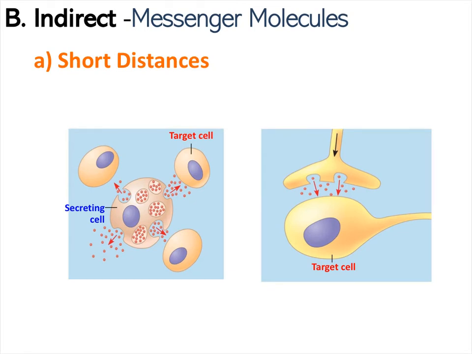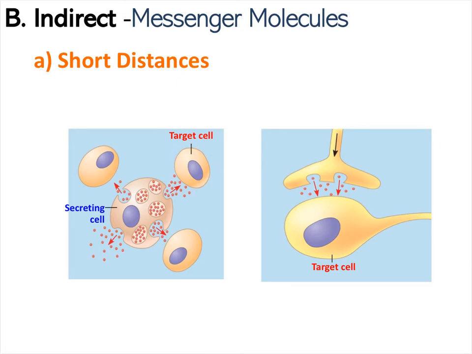Okay, so now let's take a look at the indirect examples. For indirect communication, we definitely have to use messenger molecules because now the cells are not making contact with one another. On this slide, we're looking at examples of short distance communication. So the cells are pretty close to one another. But again, they're going to use chemicals that diffuse between the cells, or these messenger molecules. Now we have two examples being shown here. The one on the left is known as paracrine signaling, where you have a cell that is secreting out molecules that are going to be talking to a target cell.